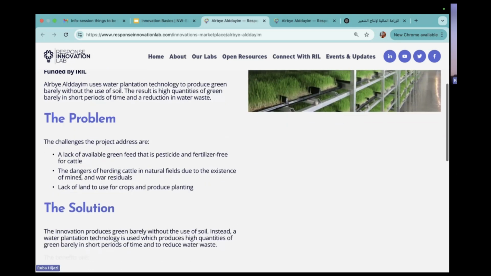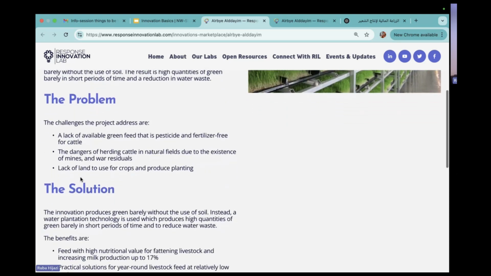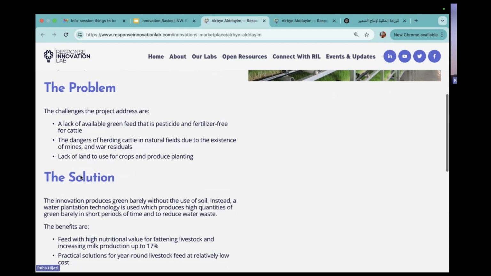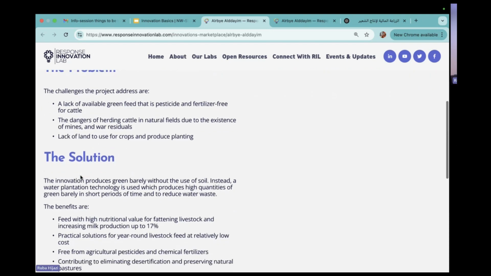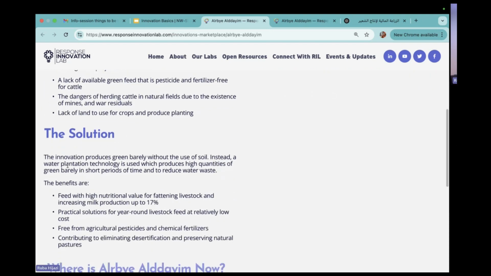The problem that the project tried to address was the lack of available green feed that is pesticide and fertilizers free. Also, the danger of herding cattle in natural fields due to the existence of mines and war residuals, and the lack of land to use for crops and producing plants. So they came up with this solution, and the innovation was to produce green barley without the use of soil, as we said. Instead, they used the water plantation technology.